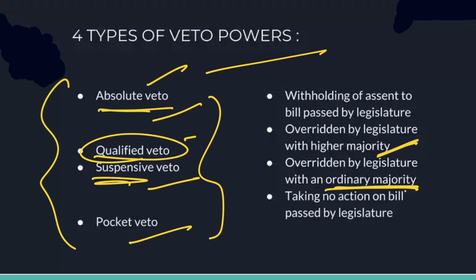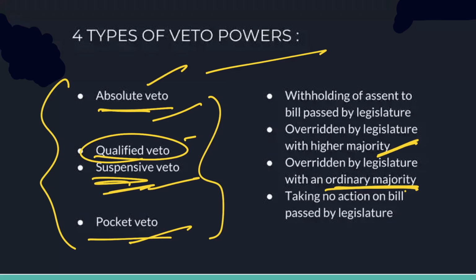Next comes suspensive veto. The president exercises this veto power when he returns a bill for reconsideration of the parliament. If the bill is passed again by the parliament with or without any amendments and presented in front of the president, it is mandatory for the president to give his assent to that bill. This means the presidential veto is overridden here with the same ordinary majority, that is a simple majority.